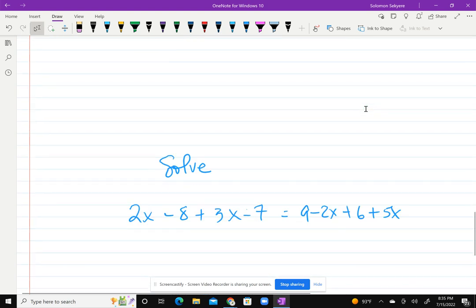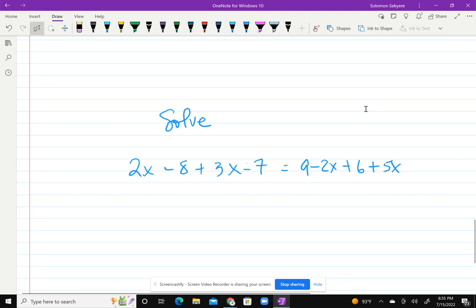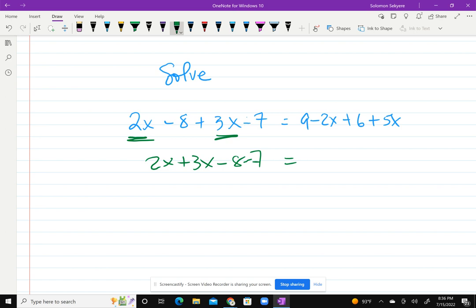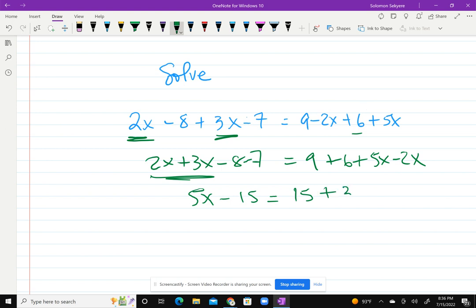Okay, that's all right. Now, let's say this is an equation to solve. Let's solve this real quick. So I look at my left-hand side and my right-hand side. I want to have only two terms on the left, two terms on the right to begin with. So I'm going to combine like terms here. 2x plus 3x, and then the negative 8 minus 7. And then I come over here to 9 plus 6 and then plus 5x minus 2x, right? So then I simplify here. I have 5x minus 15 is equal to 15 plus 3x.